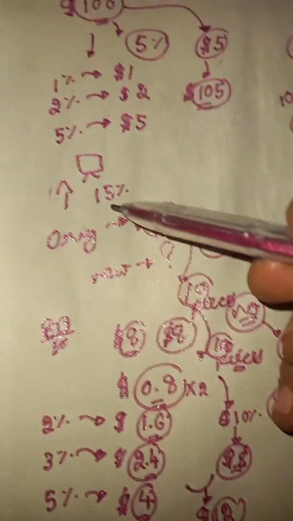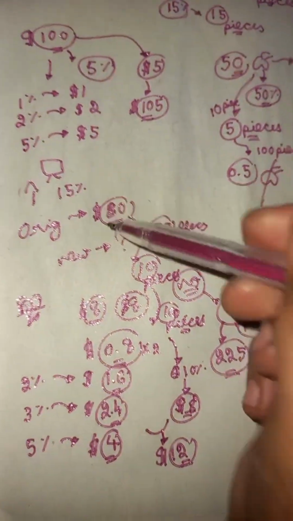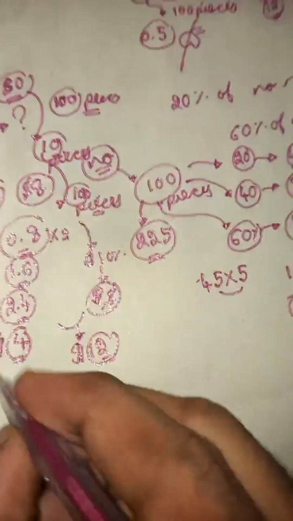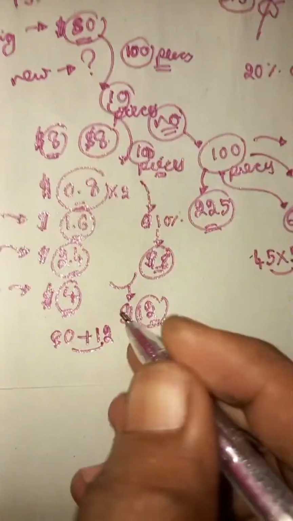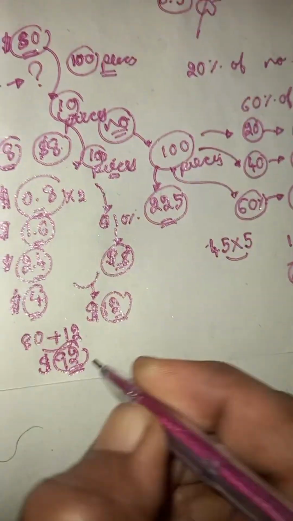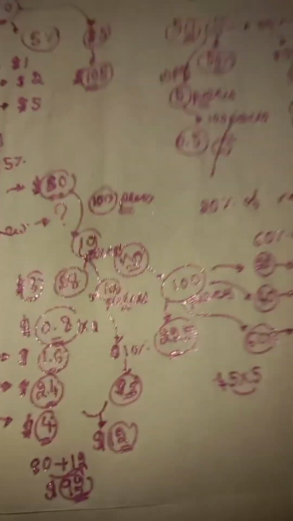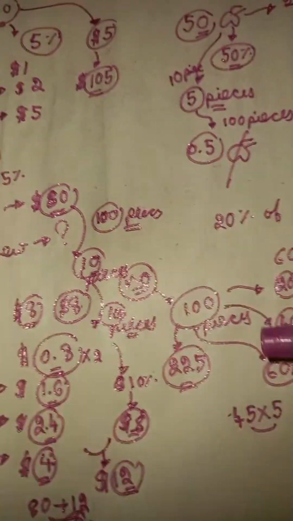If you increase the TV price by 15%, the original price is 80 and it is increased by 12 bucks, so it is going to become 92 bucks. That is the actual problem: increased from 80 to 92. Now here is another problem they are asking.